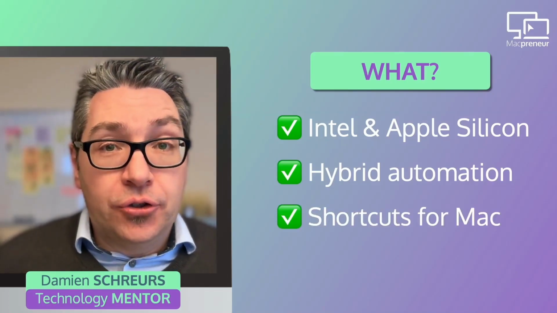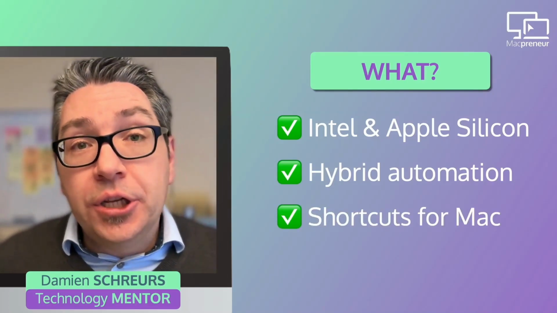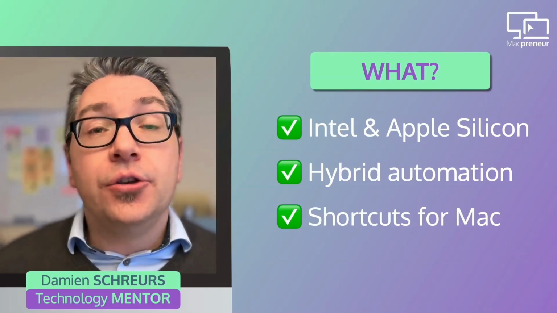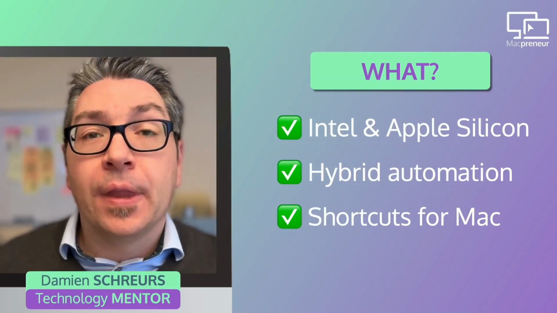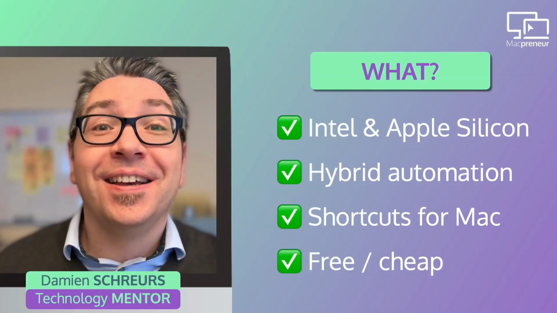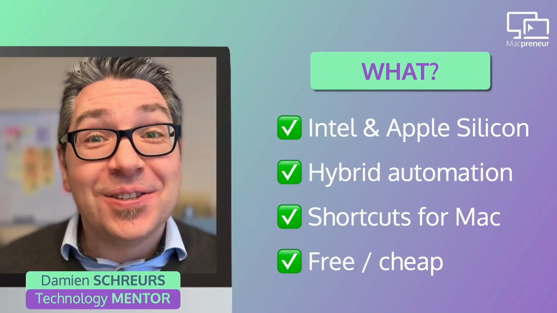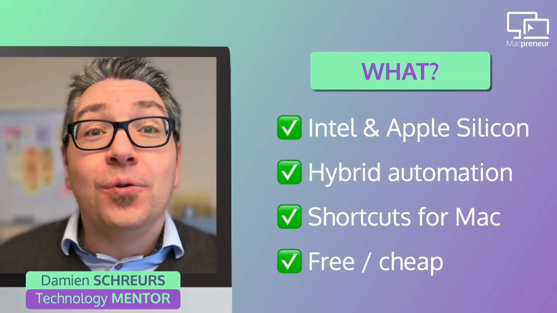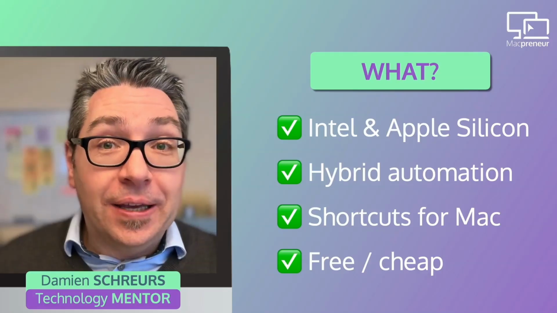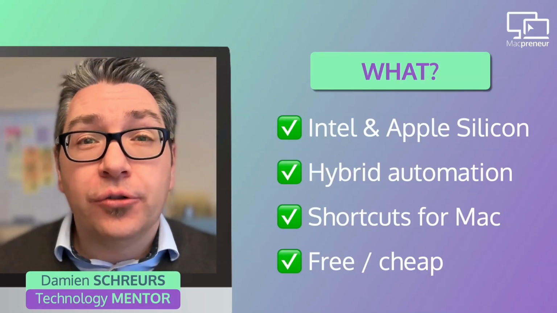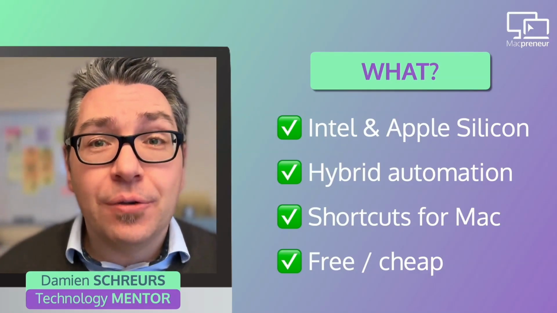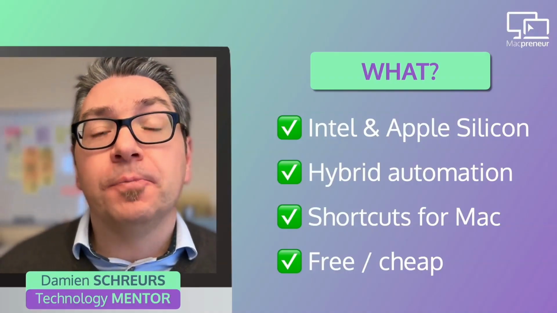Obviously, it requires Shortcuts for Mac, which, in other words, means you need a Mac running at least macOS 12 Monterey. And then finally, in some cases, it's totally free. And if you were to use an OpenAI API key, then it will be very cheap to run. We're talking about a few cents per thousands of images renamed.